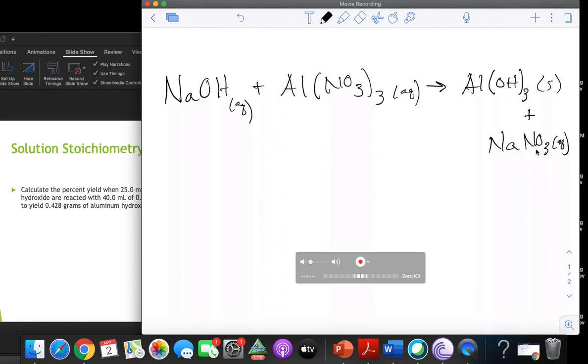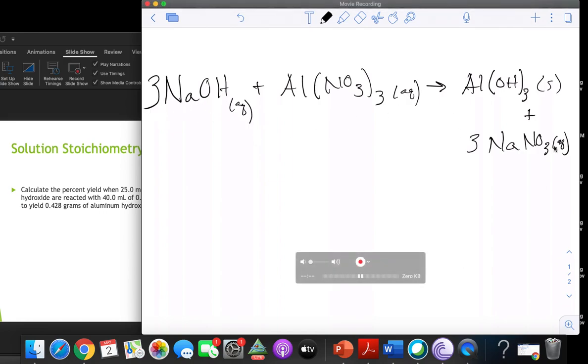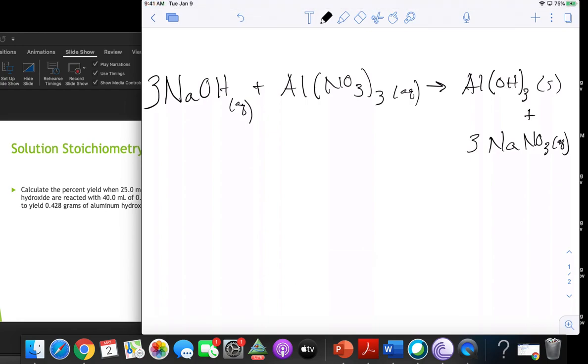Now, when I look at this, it's not balanced, because here I have 3 nitrates and over here I only have 1. So I am going to need a 3 coefficient on the sodium nitrate, as well as a 3 coefficient on the sodium hydroxide. So I have 3 sodiums and 3 nitrates on both sides. That also gives me 3 hydroxides to make the Al(OH)3. So there's my balanced reaction. If you're going to do a stoichiometry problem and you don't have the balanced reaction, first step, write the balanced reaction, always. That'll pop up probably a lot in 1212 as well.